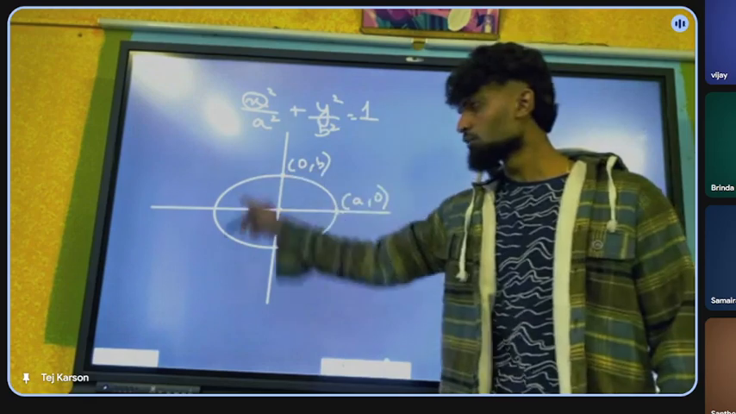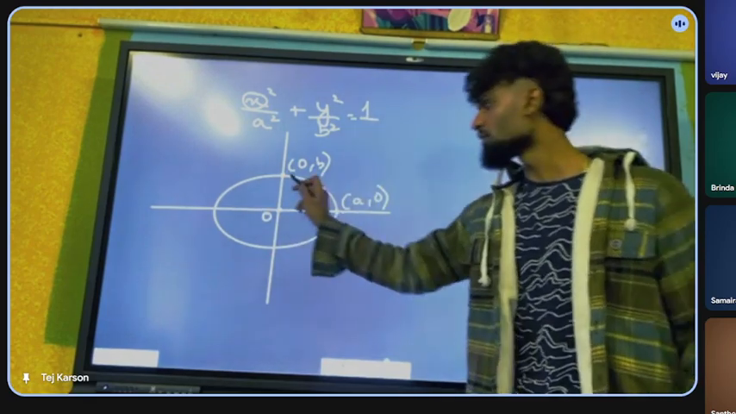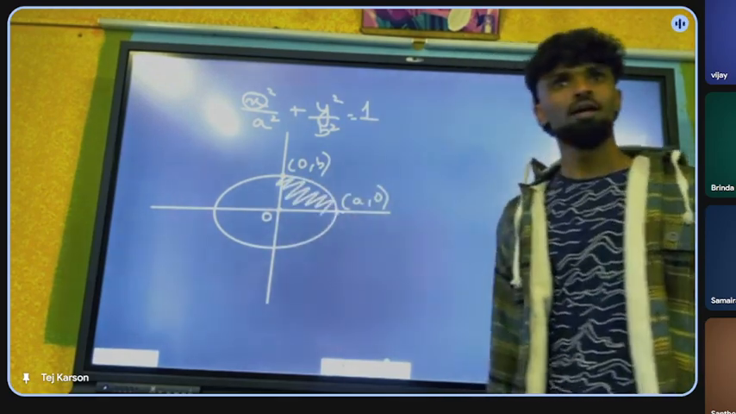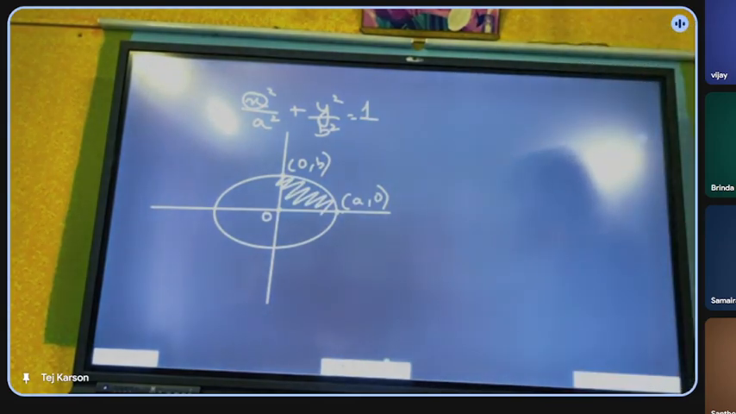Now, are we finding for all 4 quadrants? No, we are finding for 1 quadrant. We are finding for this. Correct? Now, tell me the maximum values. Anyways, finish it off. Next, I'll tell you what to do.